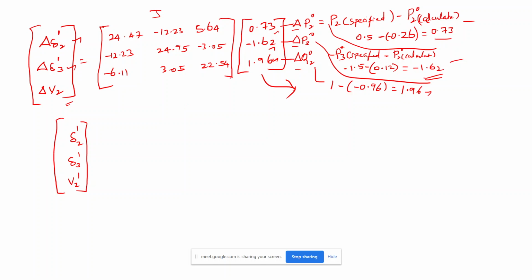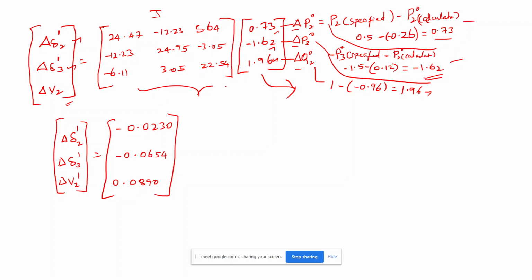And before that we need to multiply this value, let it be del only. If you multiply this, you will get the value like this. So you can do it later, just multiply this through the value, you will get minus 0.0230, and then here it is minus 0.0654, and then 0.0890. So this is the multiplied value of these two.